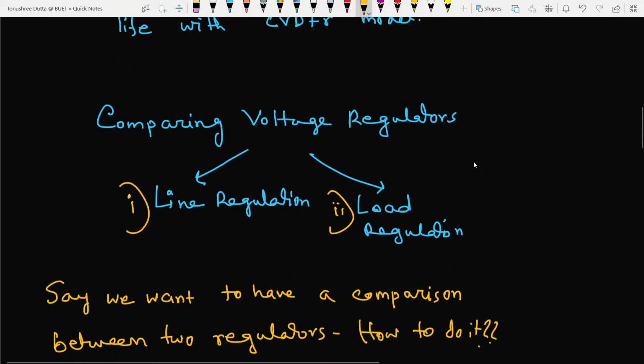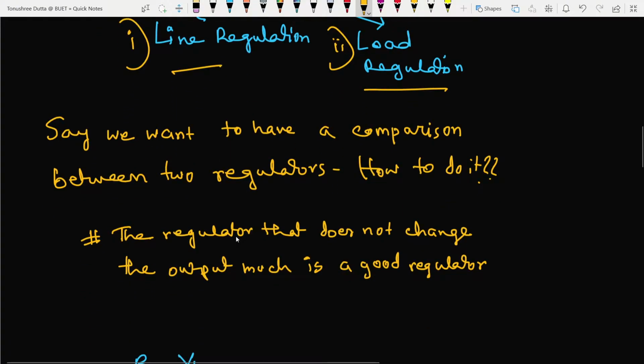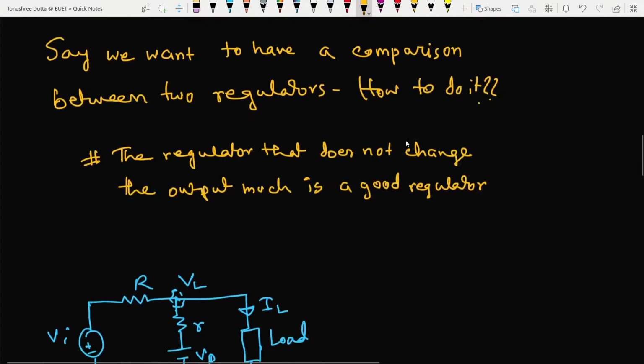Now, comparing the voltage regulators or the kinds of regulations, there are two kinds of regulations. One is the line regulation and the other one is the load regulation. So as we were talking about that, how do we compare the kinds of regulations or what kind of regulator is better? For that we need these two methods, line regulation or load regulation.